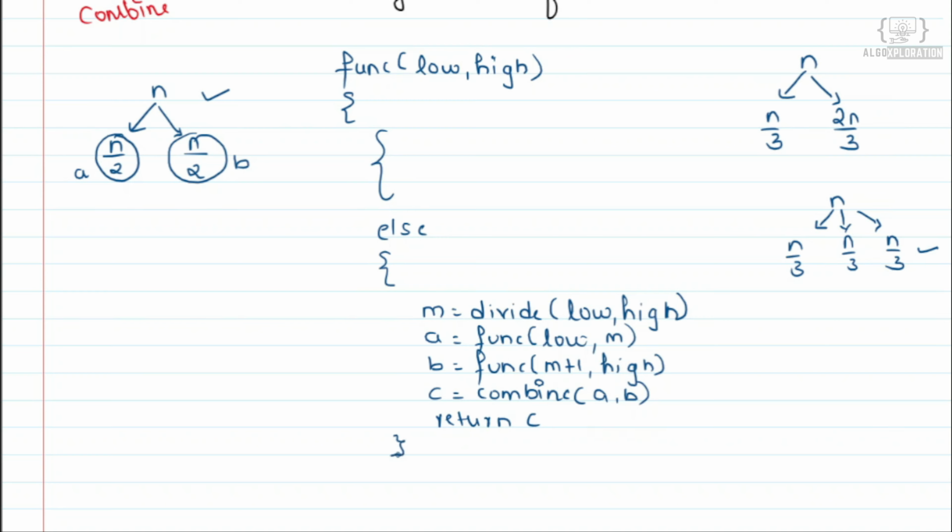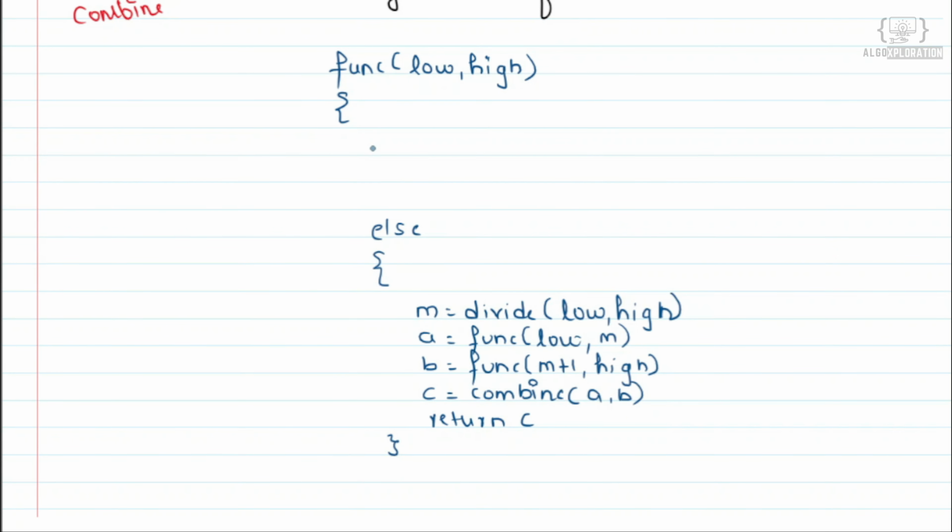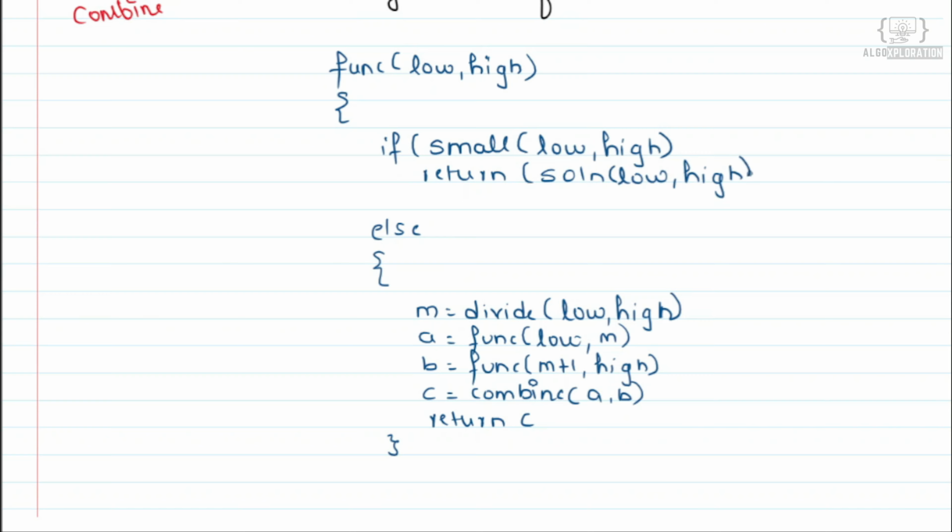Now let's come to the if case, that is the base condition. Here it will always be a small problem. Due to this, we call it a base condition or a termination condition. So if small(low, high), then we will return the solution of (low, high). So that's it. In this manner, we will build the algorithm using the divide and conquer technique.